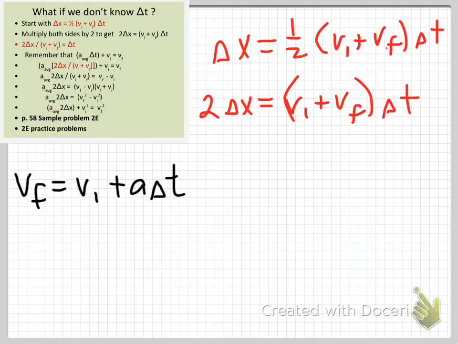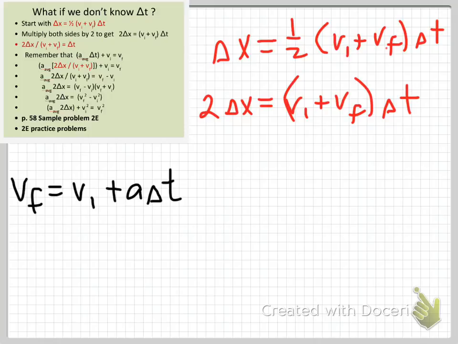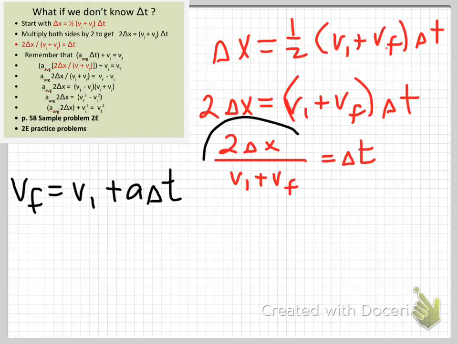I forgot to solve. We're sort of doing two parallel things here. So I have 2 delta x divided by VI plus VF equals delta t. Well, that means, of course, that I have something here solved for delta t, and I have a delta t here into which I can jam that whole thing sideways. Doesn't that look like a whole lot of algebraic fun?